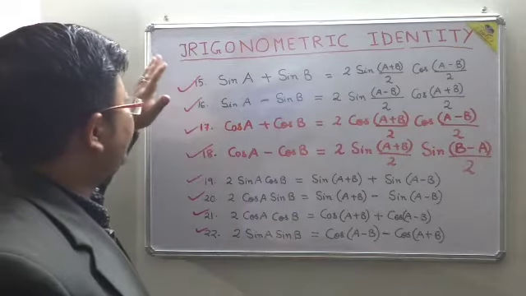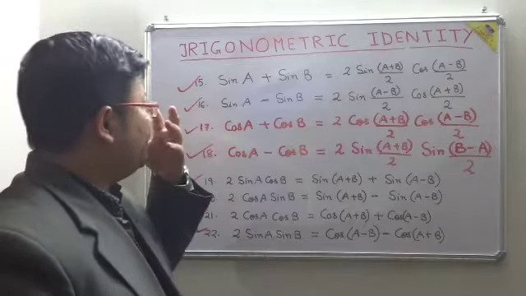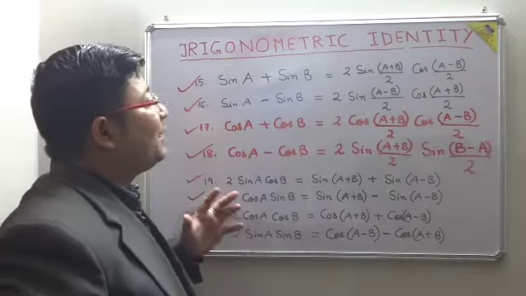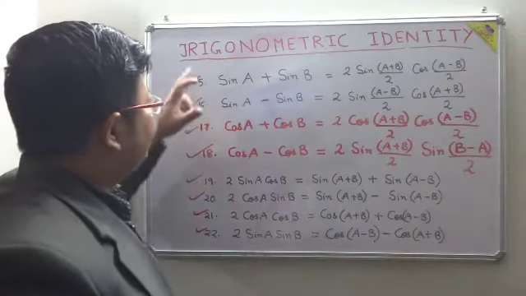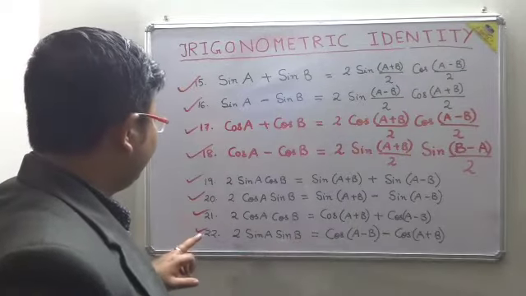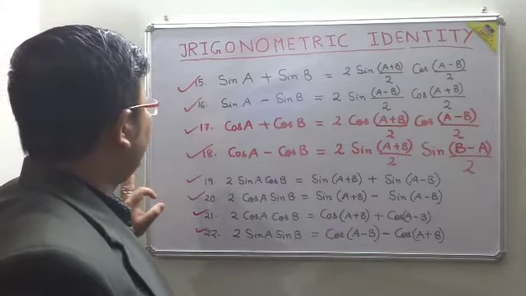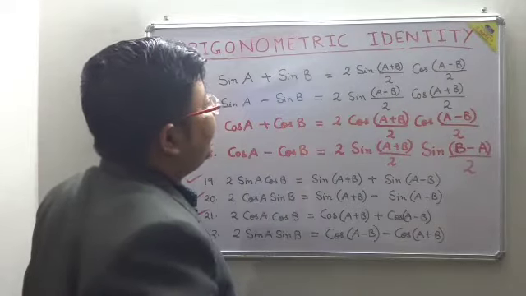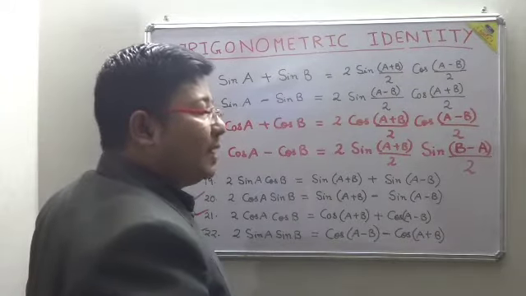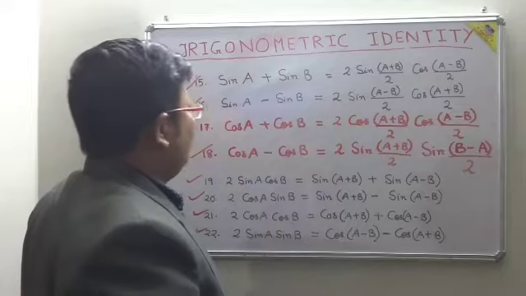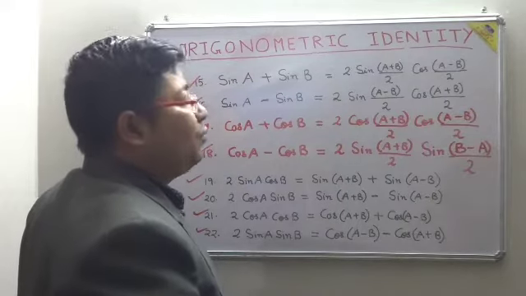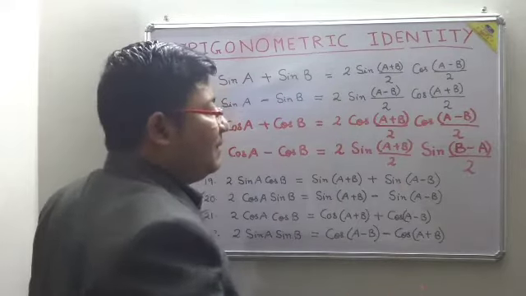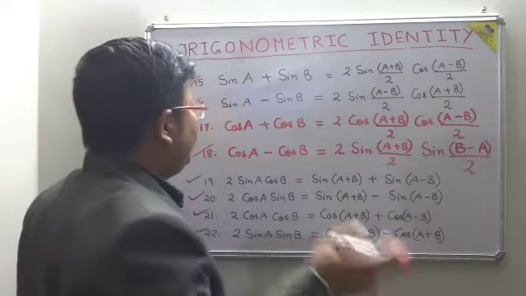See, I will tell you once again. Just go through it, because in the next class we will solve many problems. So just try to remember all these things up to 22, and I will give you 3 more. Sin A plus sin B, what can we write? 2 sin A plus B divided by 2 cos A minus B divided by 2. Sin A minus sin B, we can write 2 sin A minus B divided by 2 cos A plus B divided by 2.